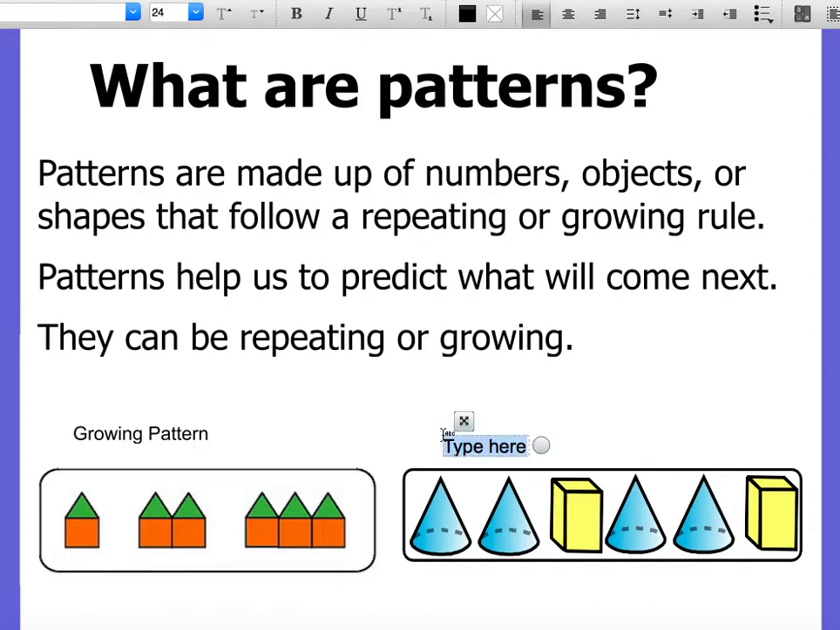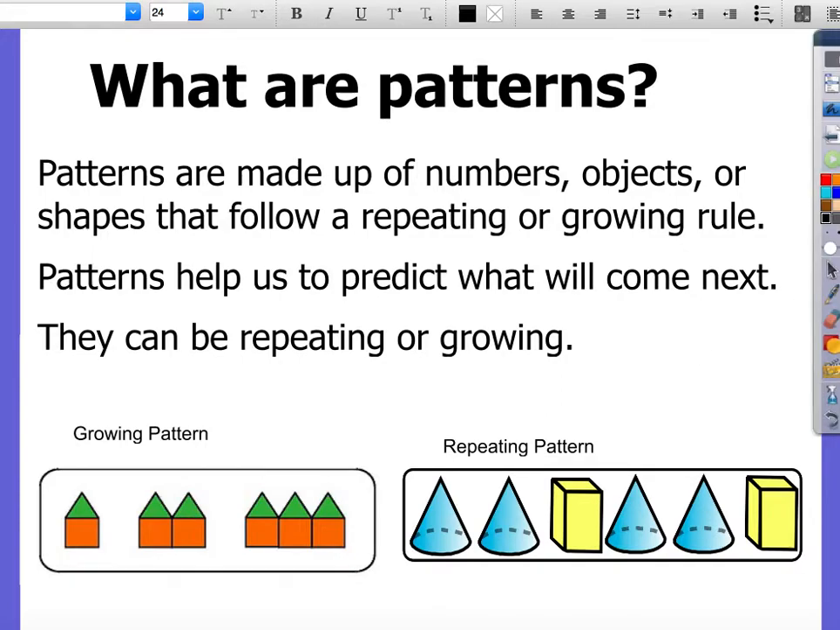And secondly, we have this one here. Right, we have cone, cone, rectangular prism, cone, cone, rectangular prism. Is this a growing or repeating pattern? This portion here repeats. It's here initially and then it's there as a secondary piece. So I definitely would call this a repeating pattern. Absolutely. All right. Give you guys a chance to look at that. And we're going to move forward.